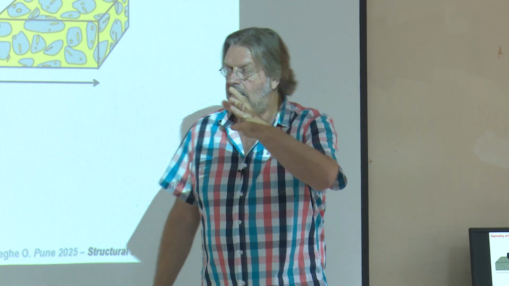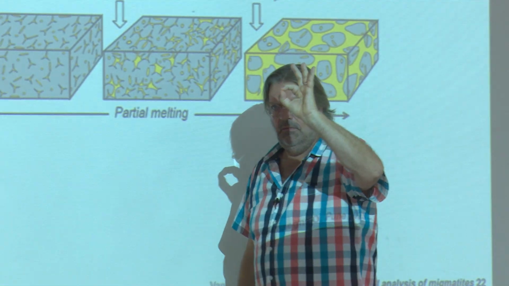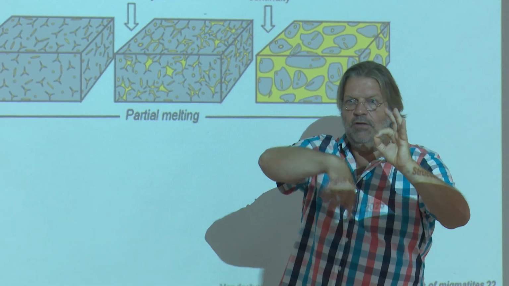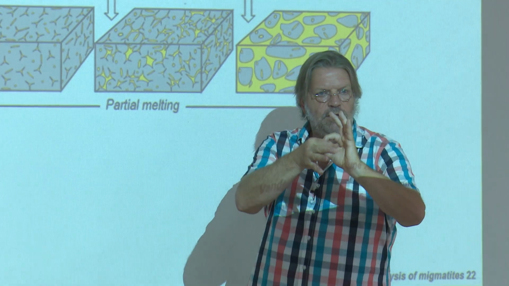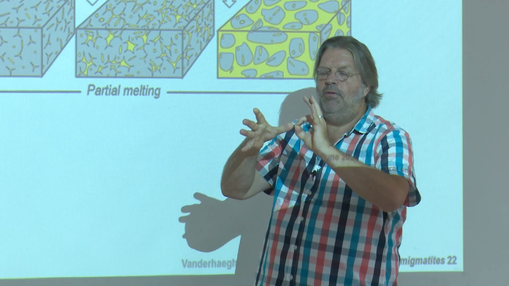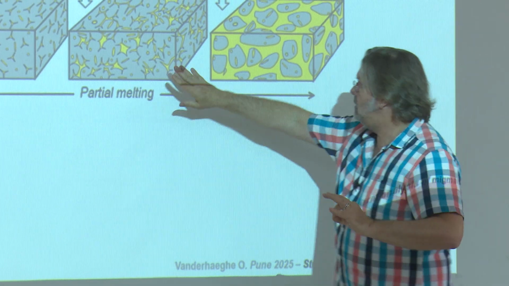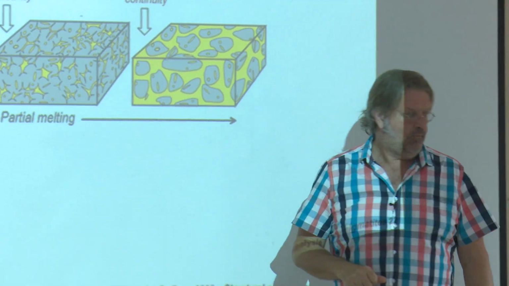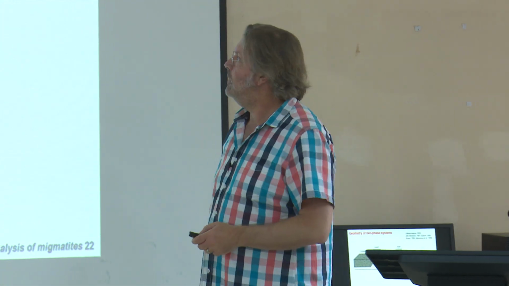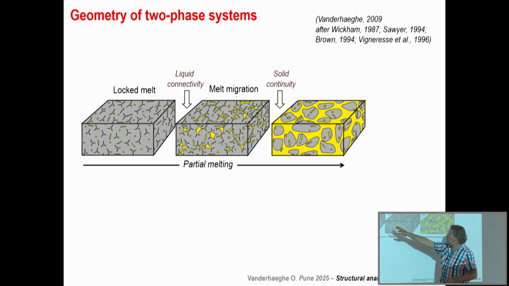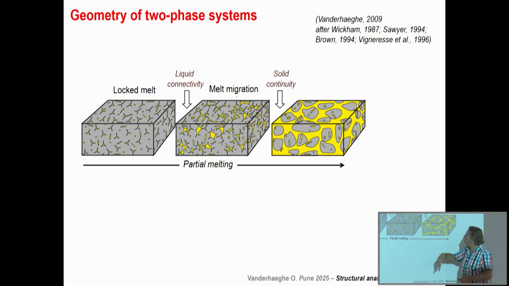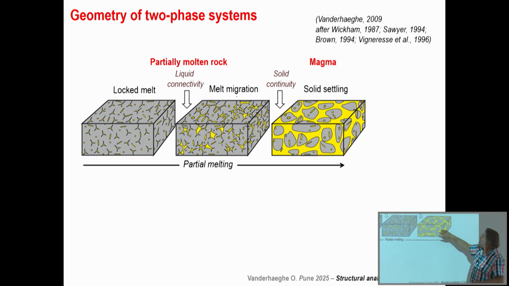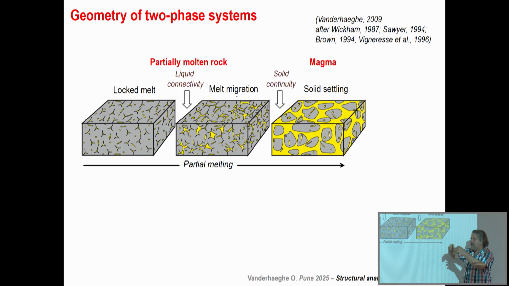But in three dimensions, I can have my left hand with fingers connected. That might be the liquid. But the solid is still connected around, that is my right hand. And at some point, the solid might disconnect, and that's the second threshold, whereby solids are floating in a liquid. So that's locked melt migration at grain scale, and this corresponds to the transition from partially molten rocks to magma. And in magma, the solid might settle in the liquid.